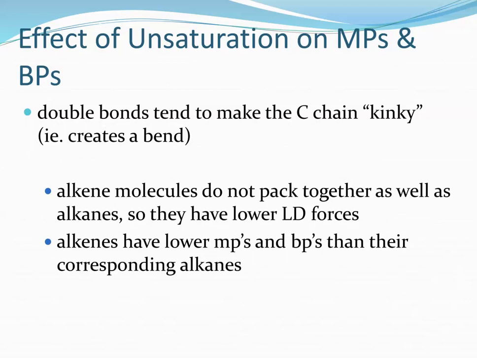Having unsaturation or double bonds can also impact the melting and boiling points. Any molecules with double bonds do not pack together well, and so they have lower London dispersion forces than alkanes. This results in lower melting and boiling points in alkenes than in alkanes.